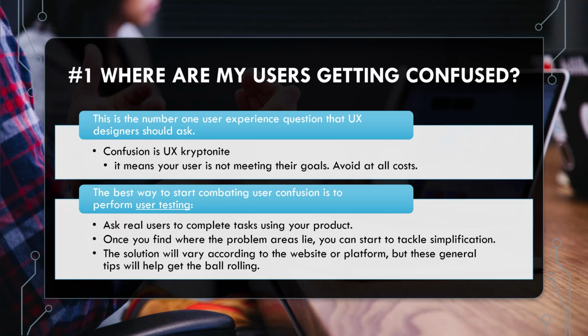The best way to start combating user confusion is to perform user testing. And we're going to get into user testing in a few weeks, and we'll come back to this, but you can do user testing at multiple times throughout the project process. It doesn't have to be just after you've already created your design. You can test out what the design looks like before you start to help you figure out what the issues are.